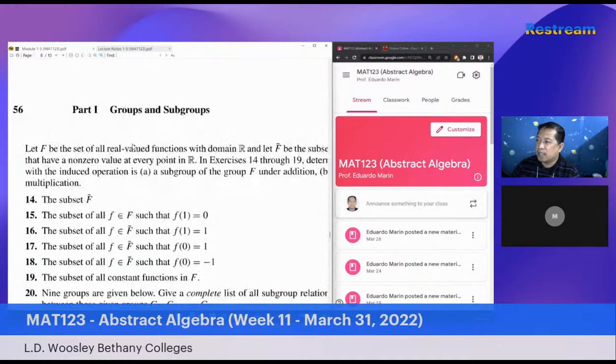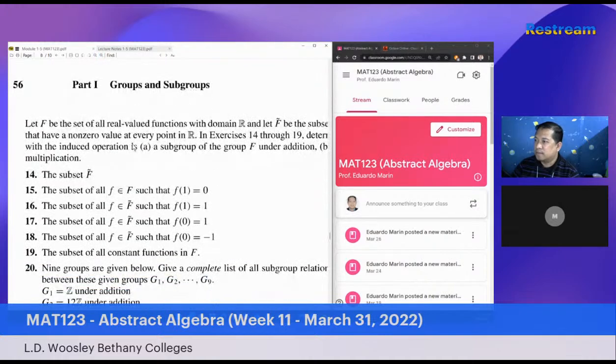So it's a yes for multiplication, no for addition. How about Micaela number 15? Number 15, what can you say?